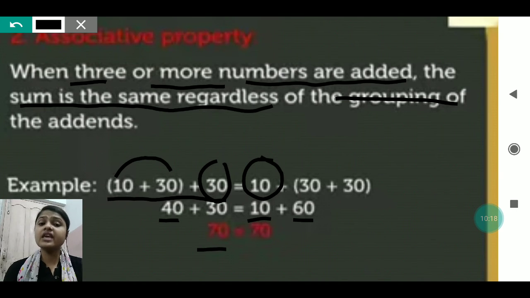So if three, four or more numbers are given, don't get confused. You add two numbers first, then to that you add the third number. If the fourth number is also there, then to the answer which you have got, you will add the fourth number. Like this you will add, now you will never get confused, and the answer will also come correct.